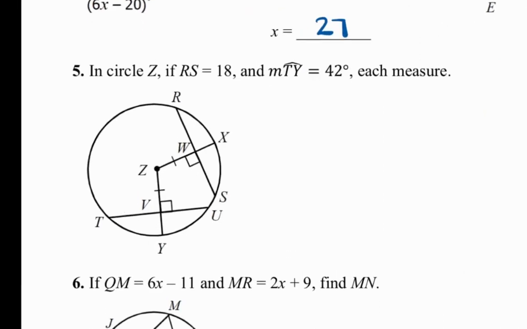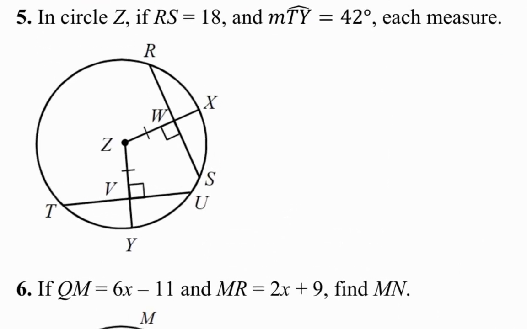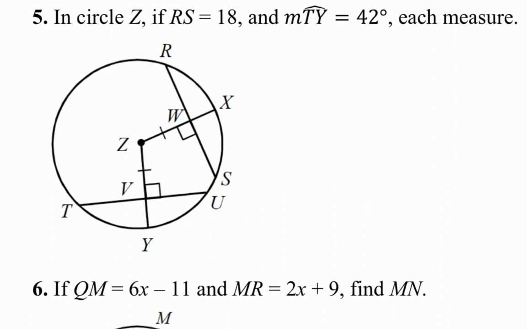So, number 5, in circle Z, RS is 18, and the measure of TY is 42. So I'm just going to label that on my graph, on my circle. So TY is 42. RS is 18. So the whole thing is 18. So that means RW is 9 and SW is 9.